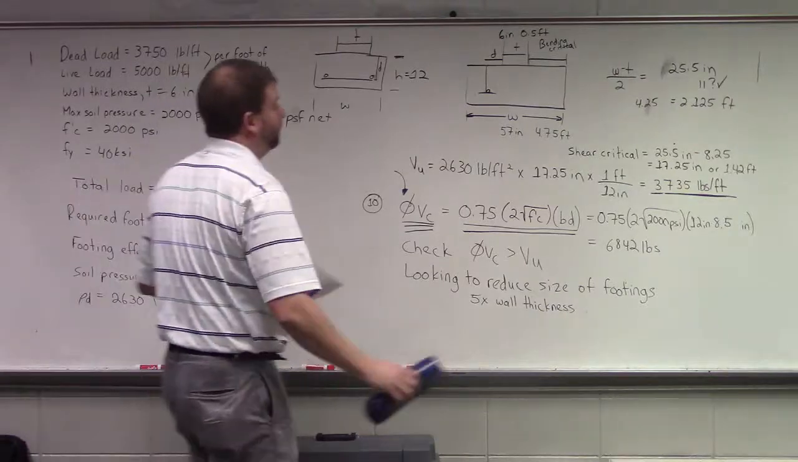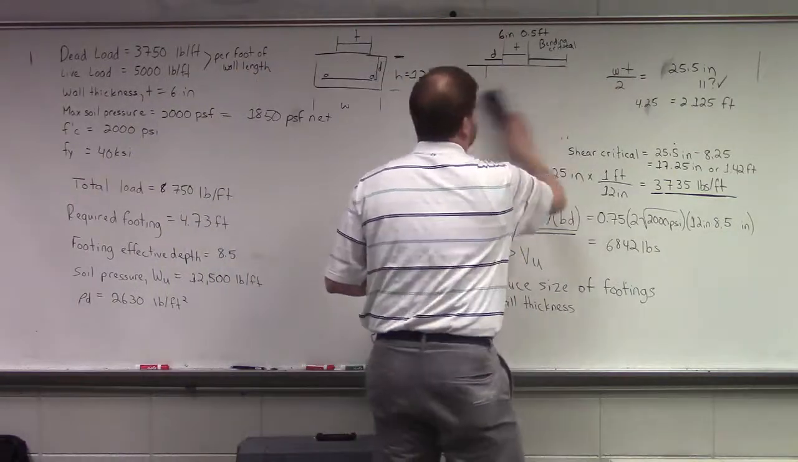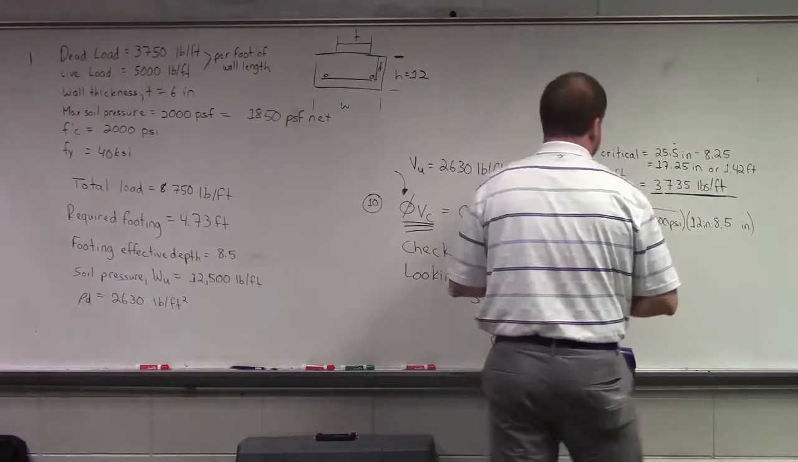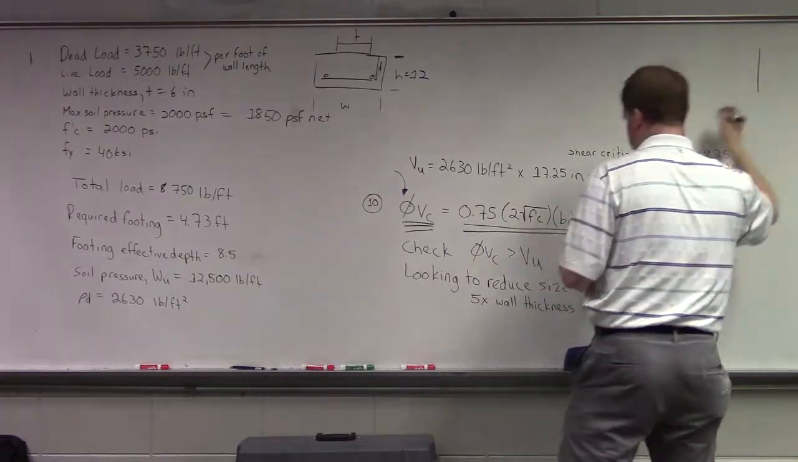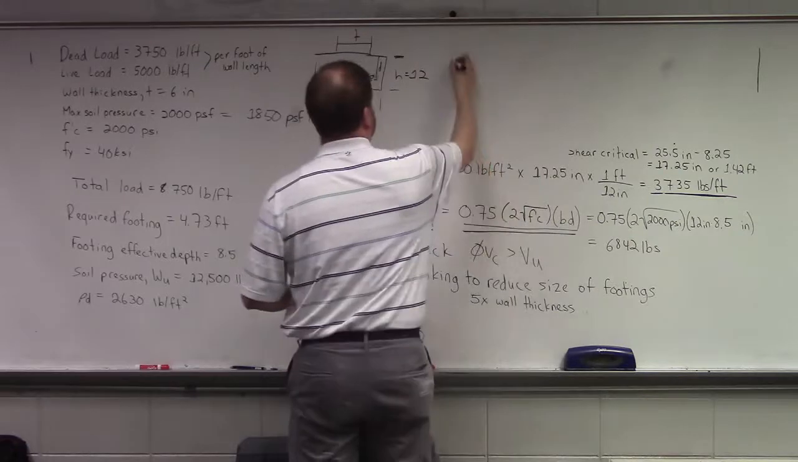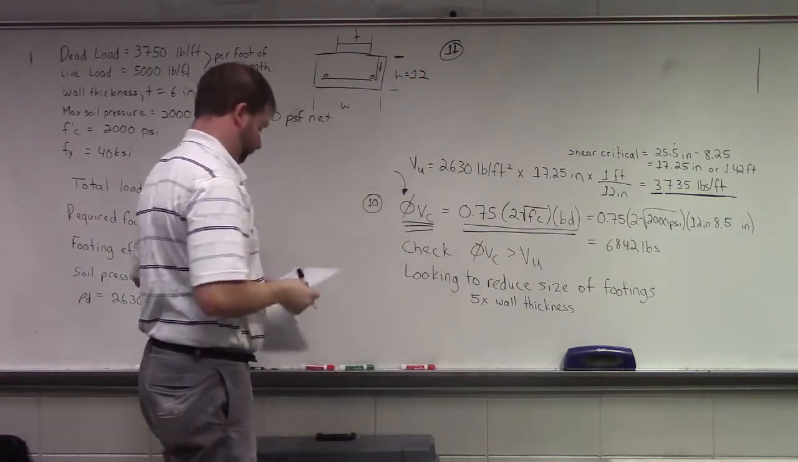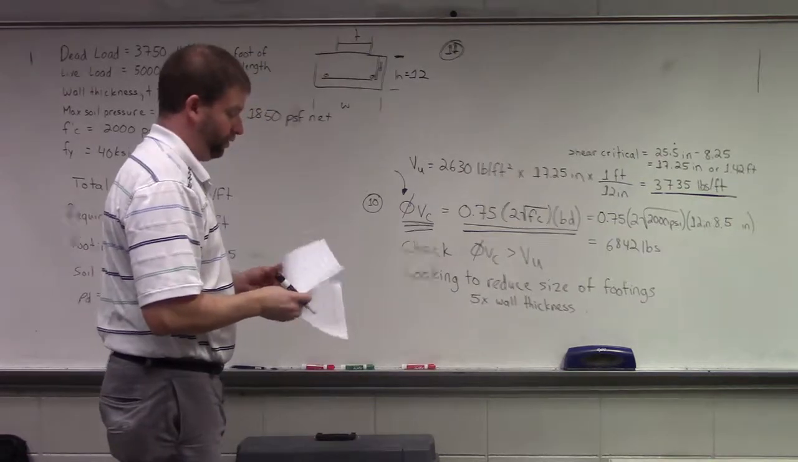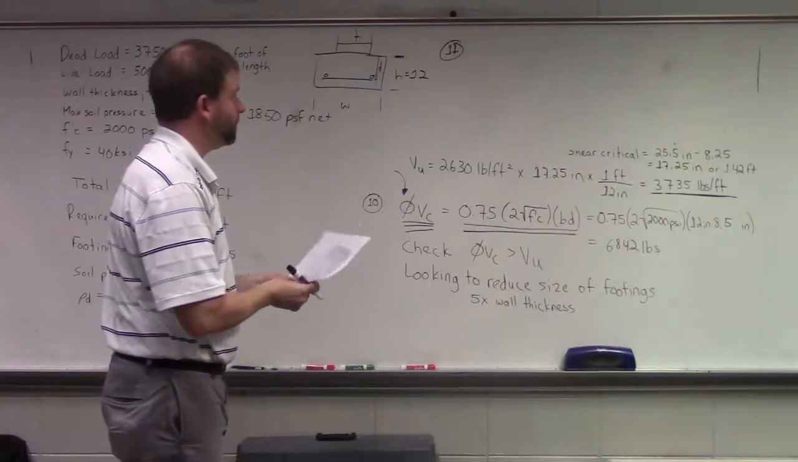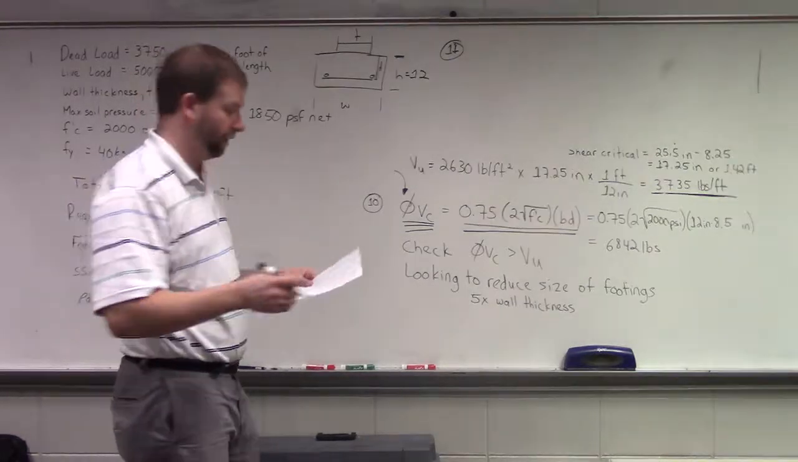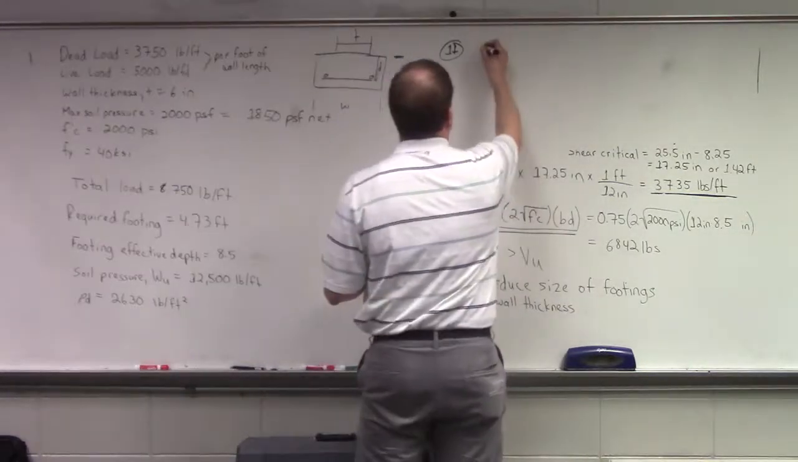Still got our drawing there. Okay, so this will be step 11. Now we can use our capacities to figure out our area of steel, and then we can select the number of bars that we need.